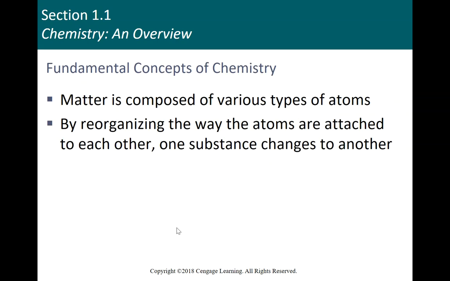So basically, the fundamental concepts of chemistry, the very, very basics of chemistry: matter is composed of various types of atoms. You see that from the periodic table. There are now 118 designated atoms on that periodic table, and by reorganizing the way they're attached, we get all of those possibilities in the world. So there may be 118 atoms, but there are millions of compounds in our world.